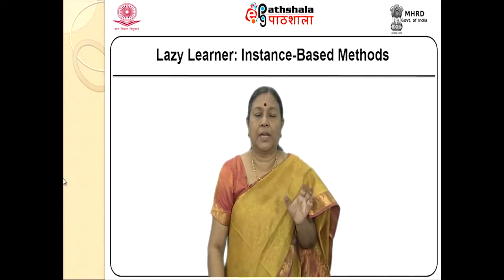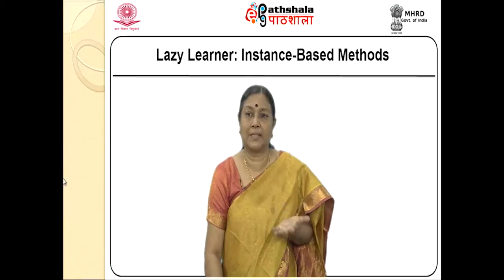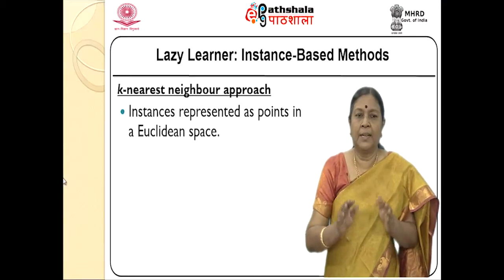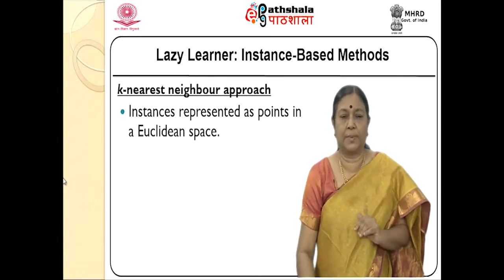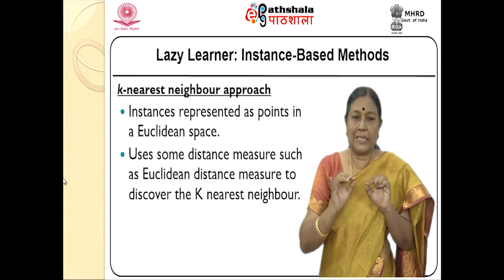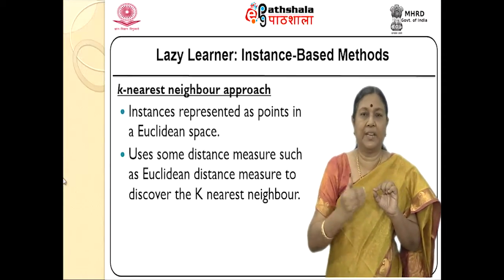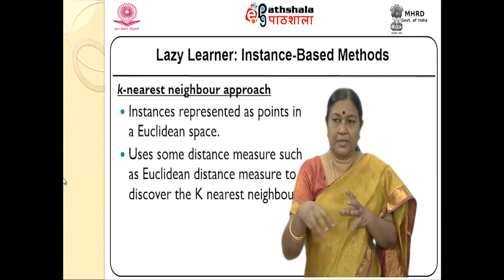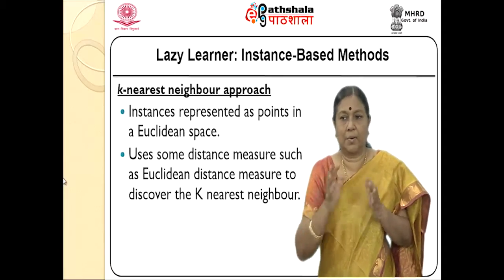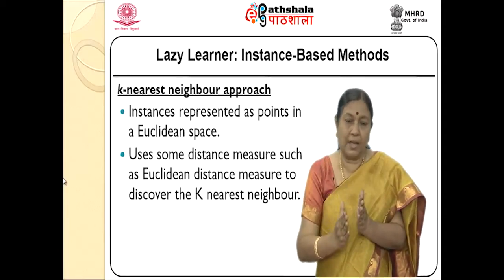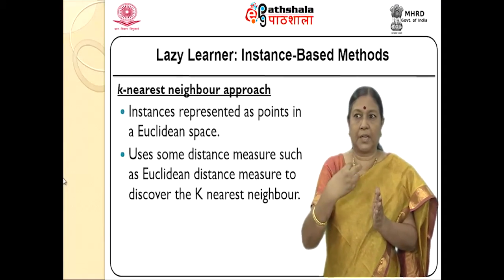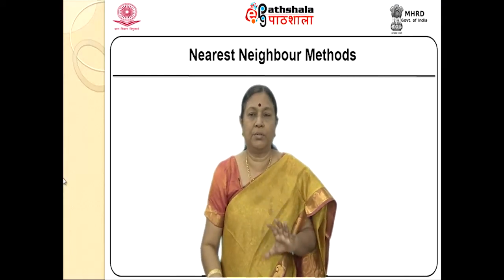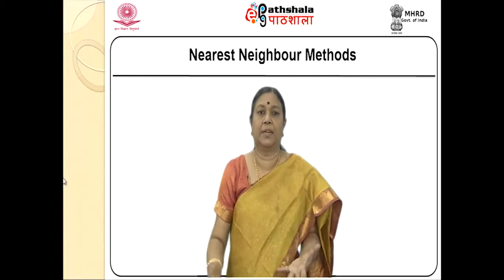Now, we call these instance based methods, as you remember, lazy learning methods. Out of that, take the k nearest neighbor approach. Here the instances are represented as points in a Euclidean space, which we have already discussed, and it uses some distance measure, such as Euclidean distance, to discover the k nearest neighbors. What is this k? It is the number of nearest neighbors we are going to consider in order to classify the new test instance. Now, we go to nearest neighbor methods in general. What do we mean by nearest neighbor methods?